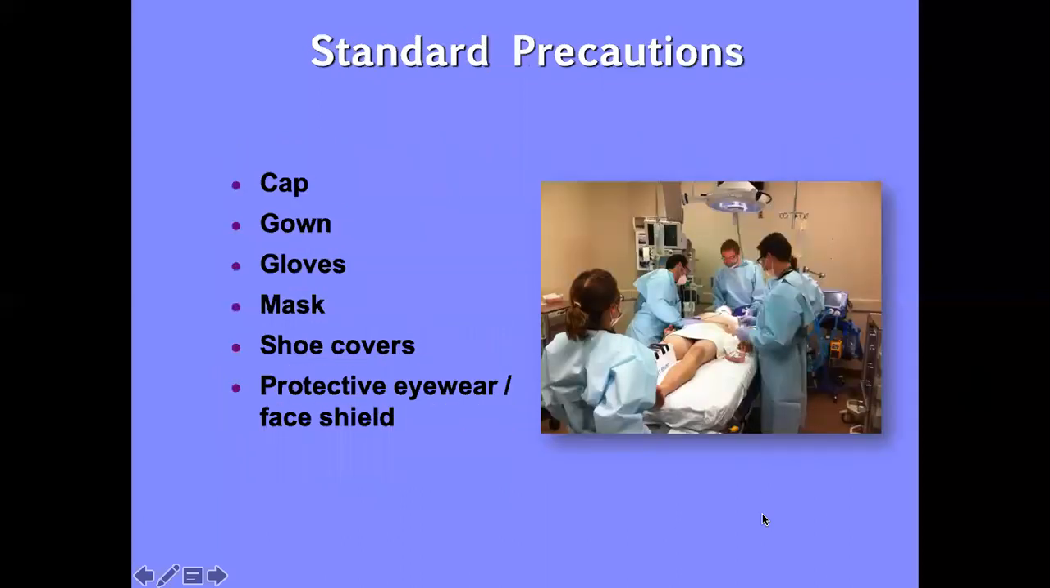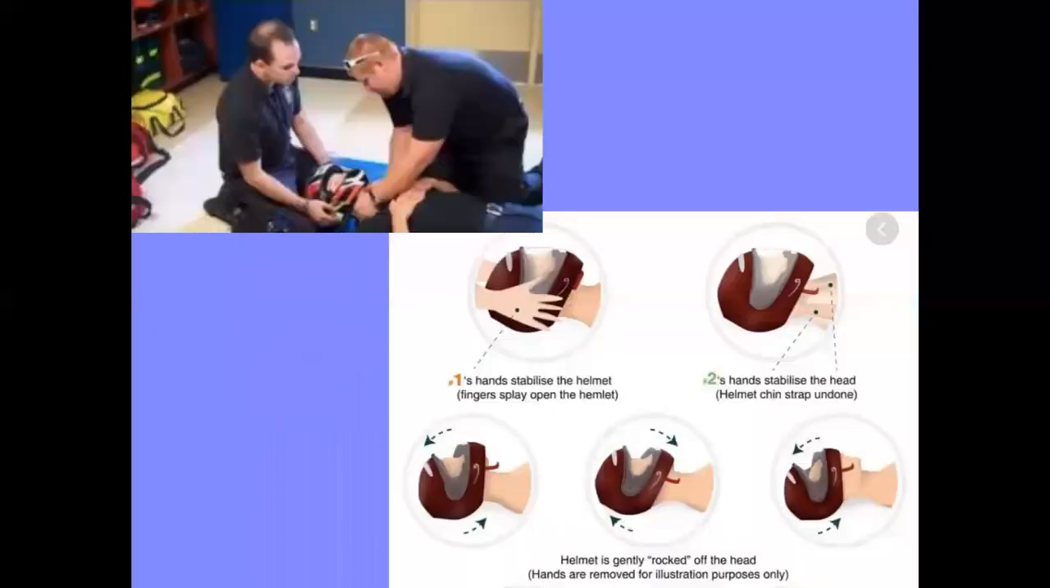Whenever we are trying to manage any patient, we have to follow certain standard precautions, which you can see on the screen here: the healthcare workers, the doctors and the nurses who are attending to the patients are wearing a cap, a gown, gloves, mask, shoe cover and protective eyewear or face shield. This is absolutely important because we may get contaminated with the blood coming out of the patient's body as well as the secretions. So we should be wearing all these preparatory measures.